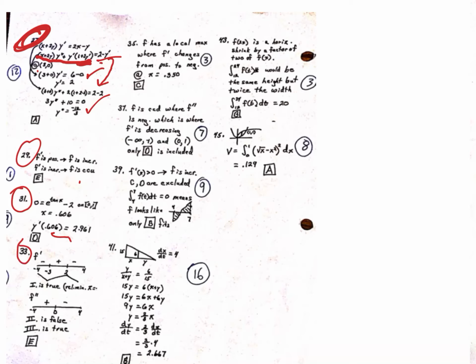33, 3 people were asking about 33. As you can see, I made a sign chart. I is true because of relative minimum deal going on there. Minimum at x equals negative 3 is probably what that should say right there, because we went from, our f prime went from negative to positive, and then looked at the second derivative going from positive to negative at 0, so 2 would be false and 3 would be true.